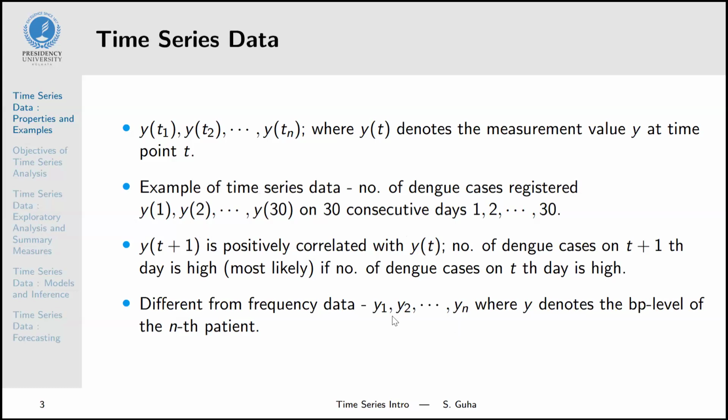For example, in a usual kind of data, suppose I'm collecting some biometric measurements on a group of patients, and I'm measuring their blood pressure level.